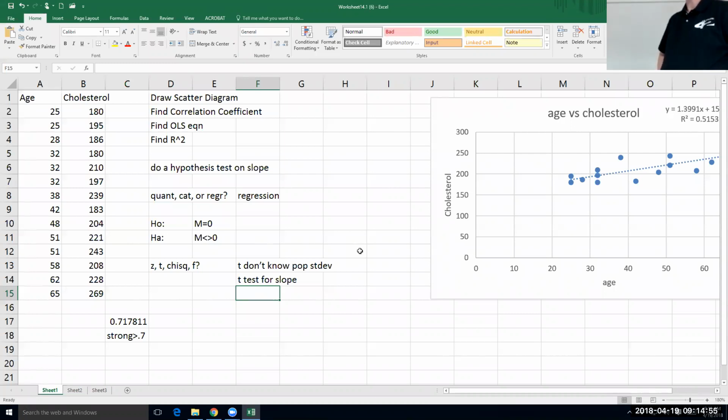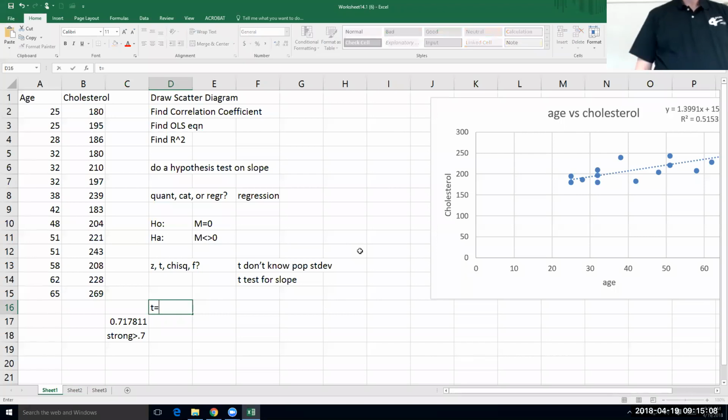All right, so now what's the equation? I didn't bring formula sheets because I didn't give you a quiz. I have one for me. What is it? You guys can look it up. t equals m1 minus big M over S sub m1.